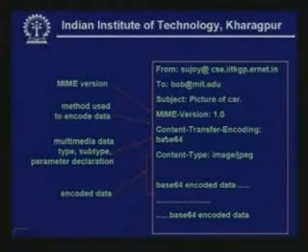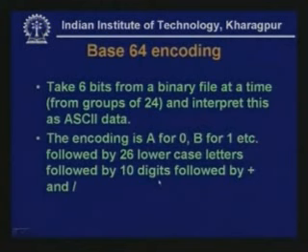So, you have to mention the method used to encode data, and then you say the content type is image or JPEG. Then you give the base 64 encoded data. Base 64 encoding is actually quite simple. Suppose you have a binary file. You take 6 bits from a binary file at a time, from groups of 24.